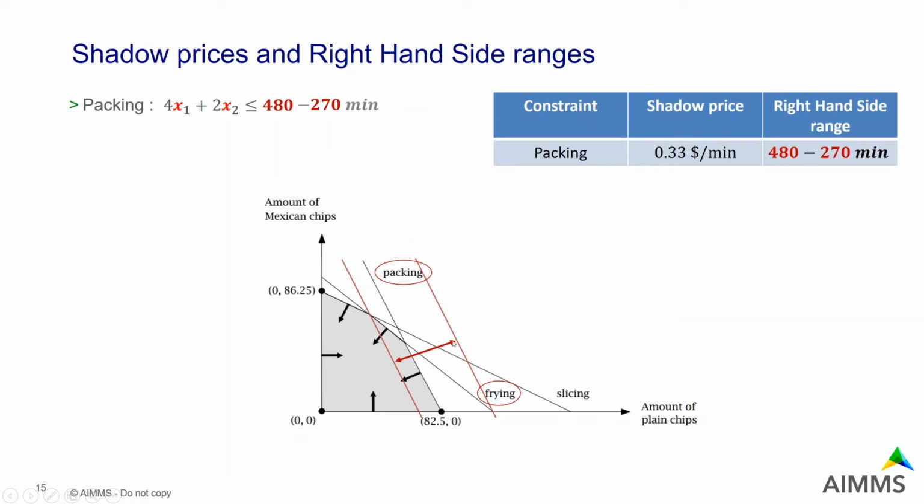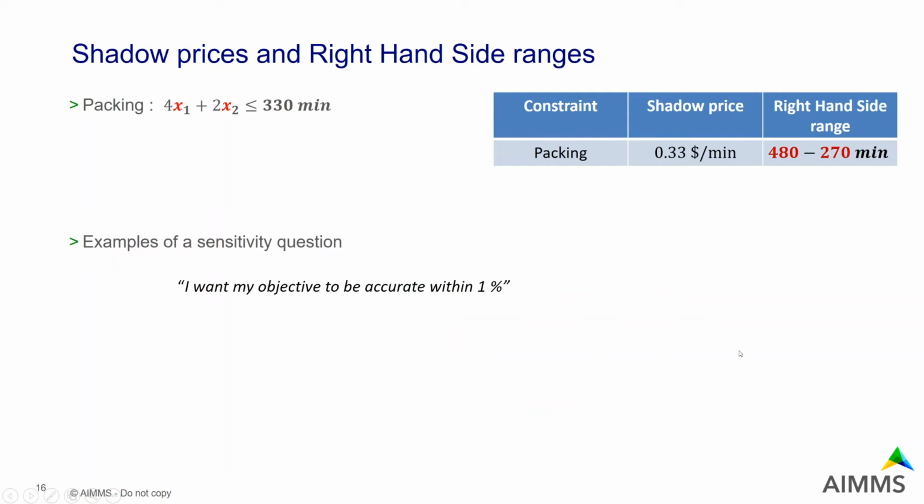And then it happened that we could extract what we call the right-hand side ranges, which means the ranges of the right-hand side where this shadow price is valid. So where we could do those kind of conclusions. So those two notions that we just saw, the shadow price and the right-hand side ranges, lead us to be able to answer a certain type of question.